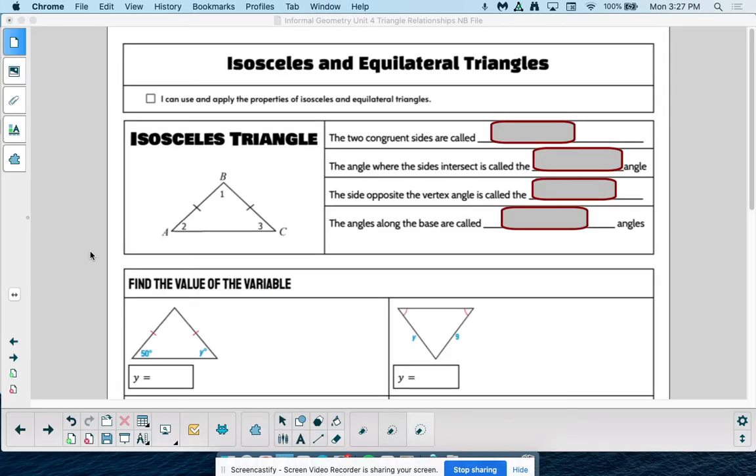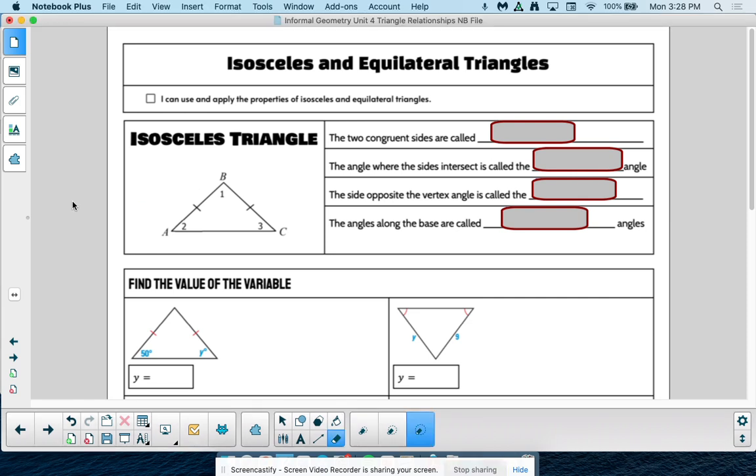Hi, folks. Good morning. We are doing a lesson on isosceles and equilateral triangles. If you will find this in your note packet, that yellow one that says something with triangle relationships on the front. So we are going to talk about an isosceles and equilateral triangle in depth today.